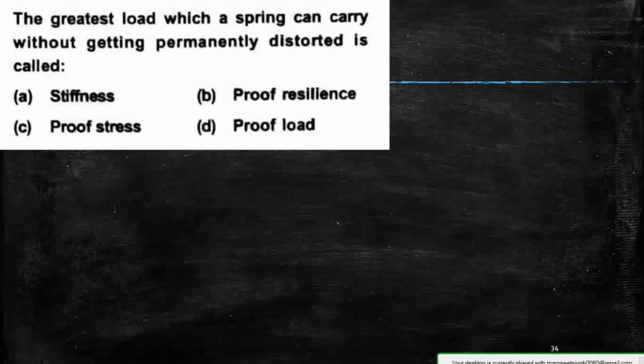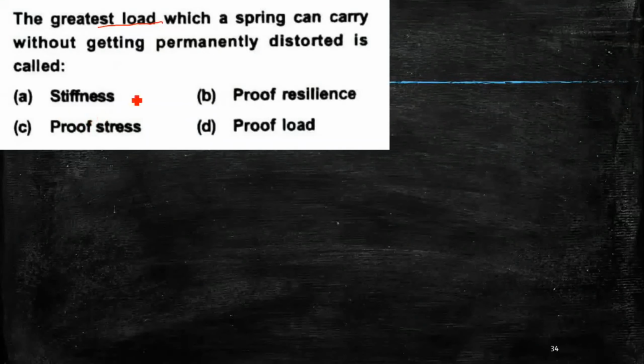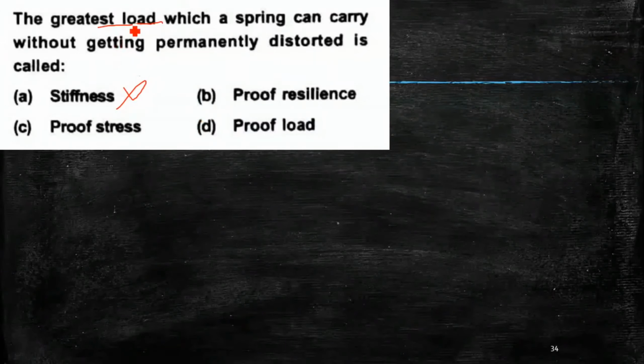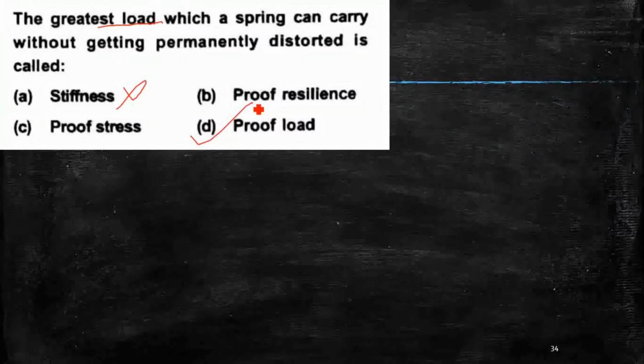Now the next question, we have the greatest load which a spring can carry without getting permanently distorted is called stiffness? No, it is not called stiffness. The options are proof resilience, proof stress, proof load. So it is talking about the load, and the correct answer is proof load.